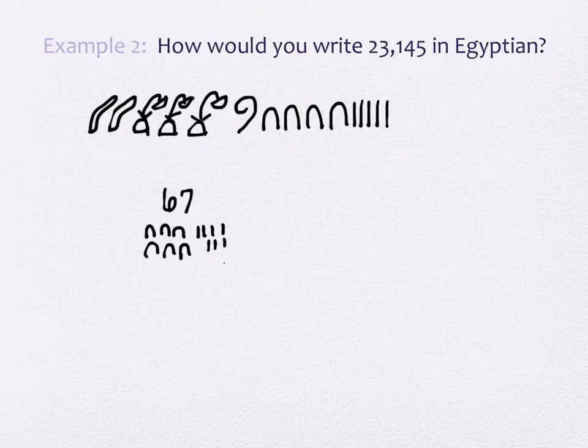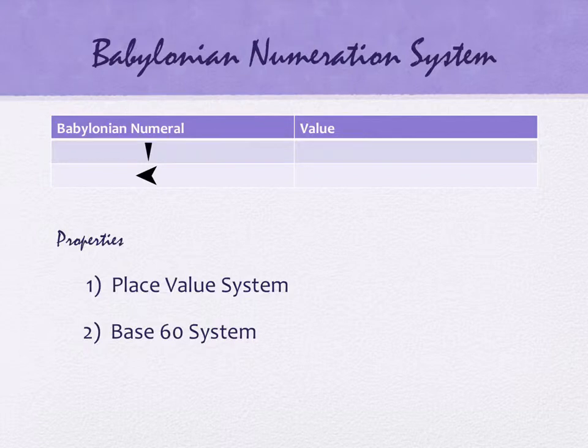Any questions on Egyptians? Okay, so their system is easy to use, but it's not very practical, right? Especially if you happen to have lots of big numbers in our numeration system. If you have lots of 8s and 9s and 7s, this would take up a lot of paper, wouldn't it? Not real practical. All right, so let's take a look at another numeration system.